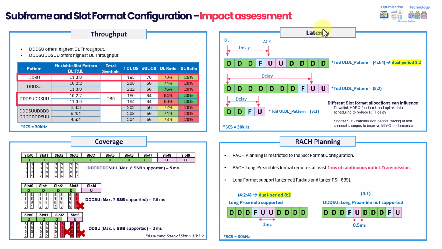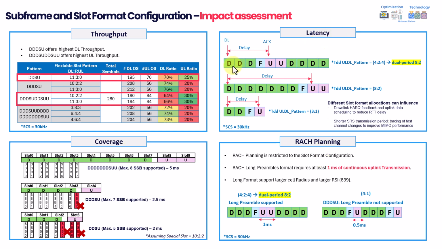So as you can see in this figure, the slot format configuration can directly impact four different parts. The first one can be the throughput, second can be latency, and then coverage, and RACH planning as well. So let me first explain this kind of latency, RACH planning, and coverage.